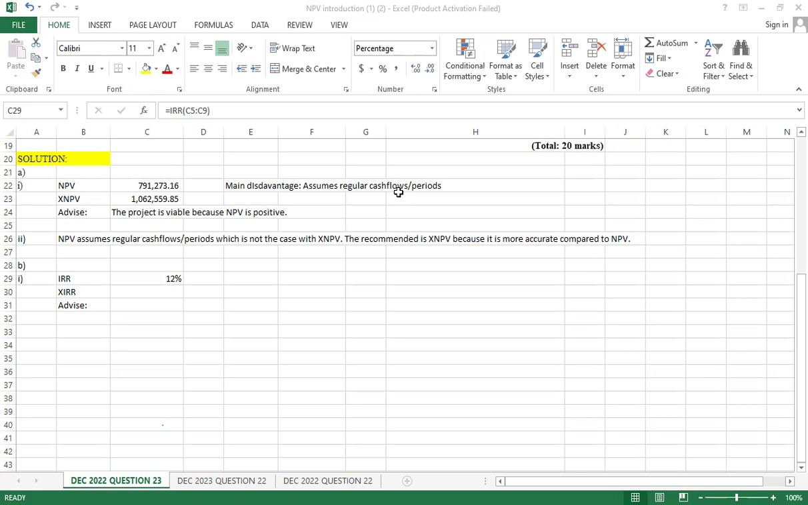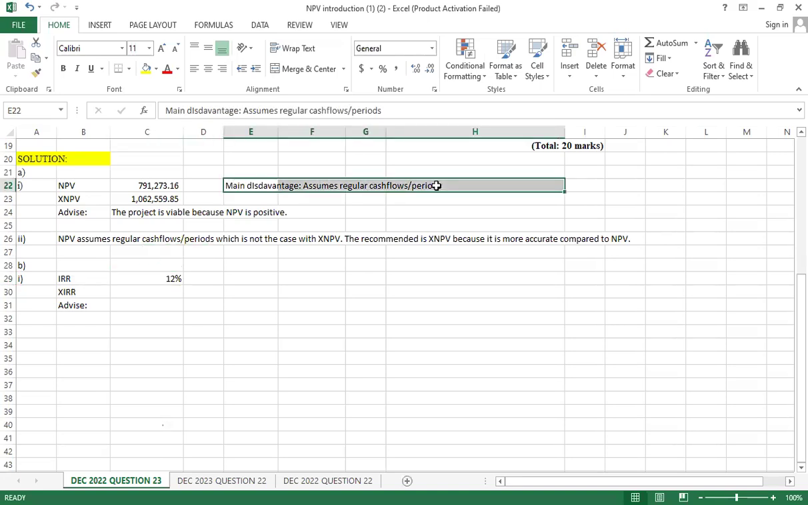All right, let's compute the second one. Now, allow me to again explain that the internal rate of return has the same disadvantage as NPV. That it also makes the assumption that cash flows are regular or periods are what? Regular.